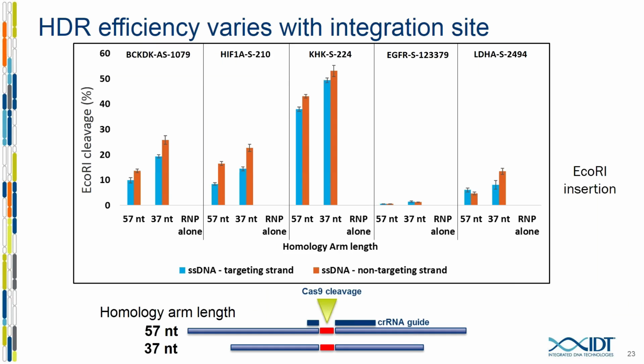Another interesting thing is, as you test various sites and attempt to achieve HDR, the actual rate of HDR can really vary quite widely across different sites, even when keeping all other conditions the same. So here's just an example of that shown with 5 sites, where some of them have really terrific HDR rates, where we're seeing even up to 50% HDR in these cells. But in other sites, we just see not very high levels of HDR occurring.